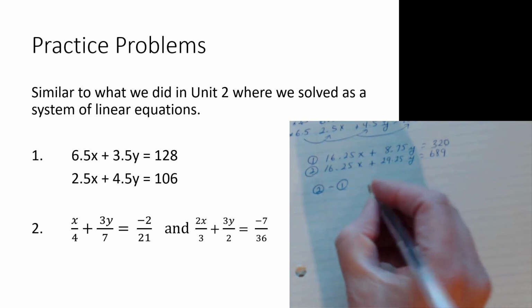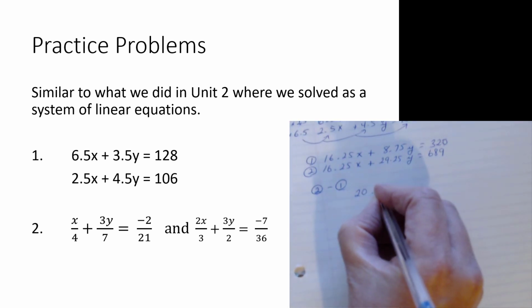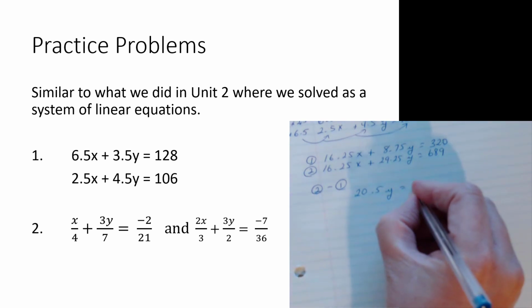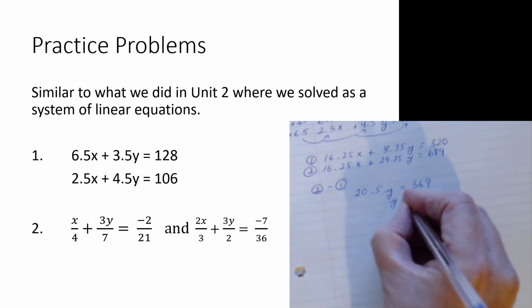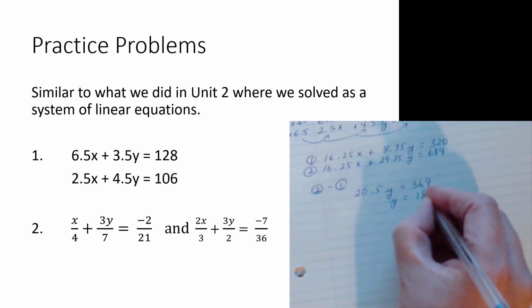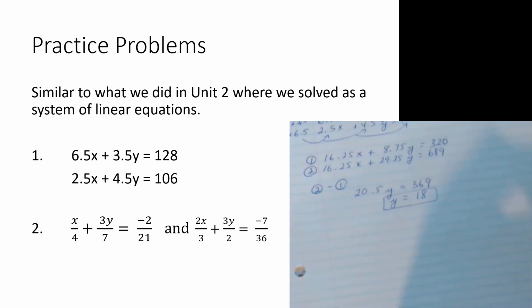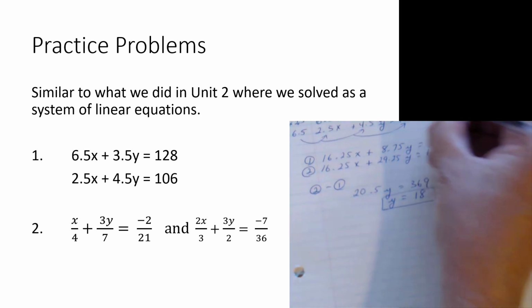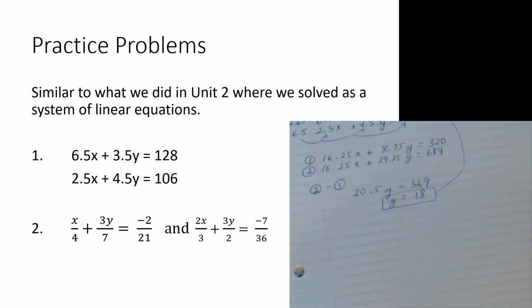Okay, so when I run through this, I get 20.5y. Of course, the x's have dropped off. Equals 369. Y equals 18. Okay, now I take that 18 and I substitute it into one of the two original equations.